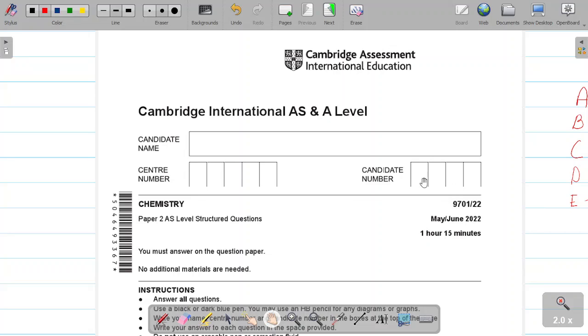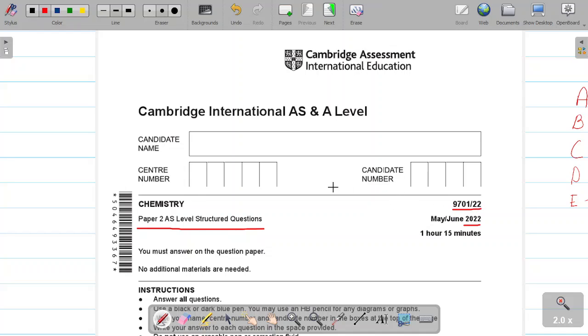Good afternoon, everyone. Today we'll be taking a look at the Cambridge International AS and A-level chemistry exam. This is paper 2, the AS level structured questions from the May-June 2022 exam session that has just ended. Again, this is syllabus code 9701, component 22.